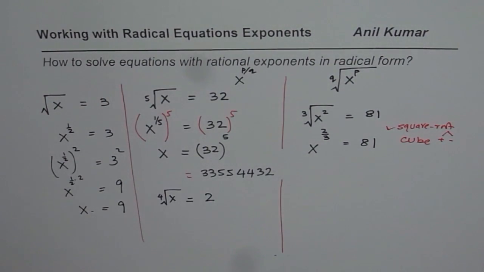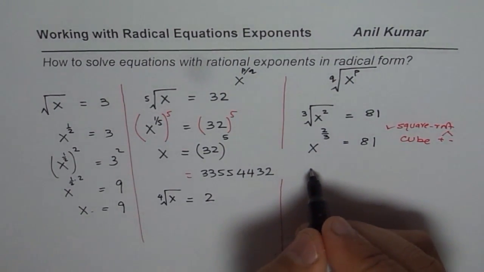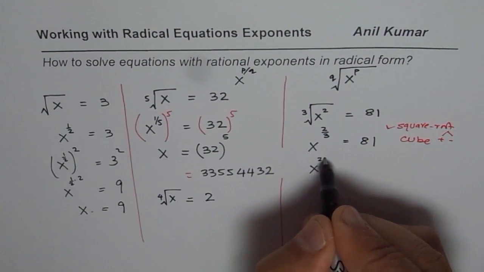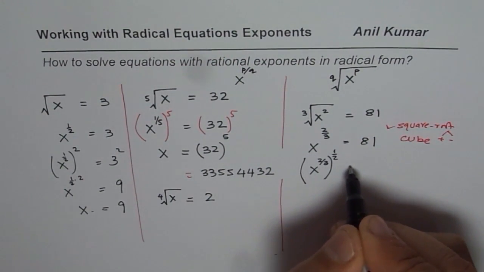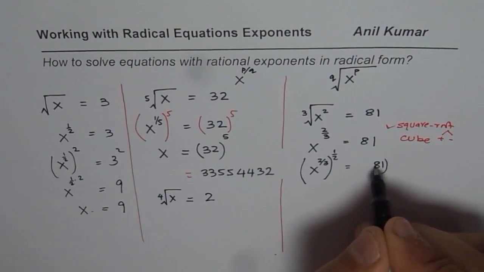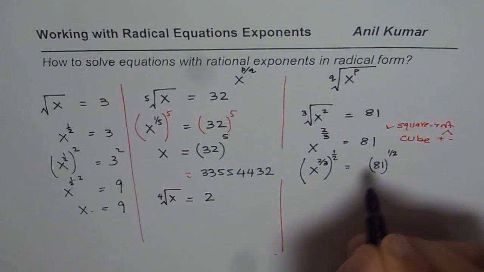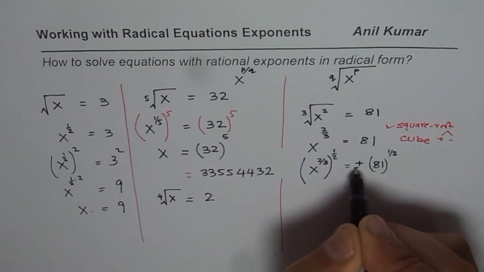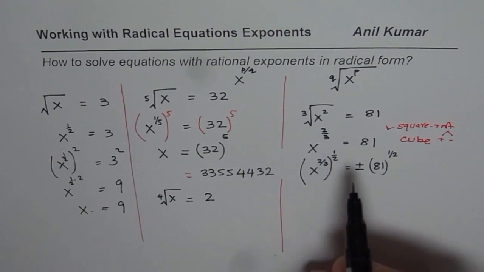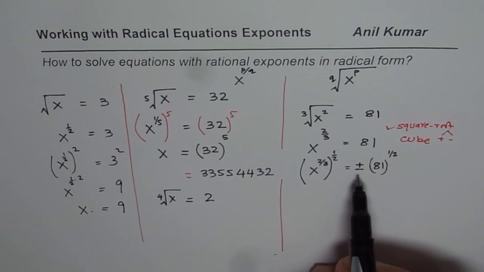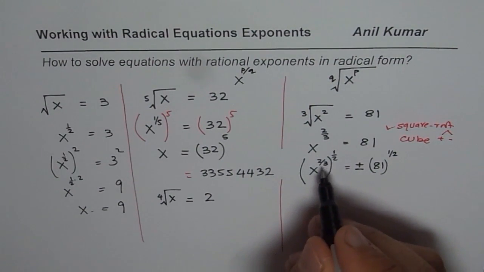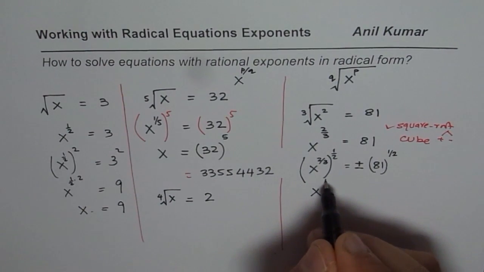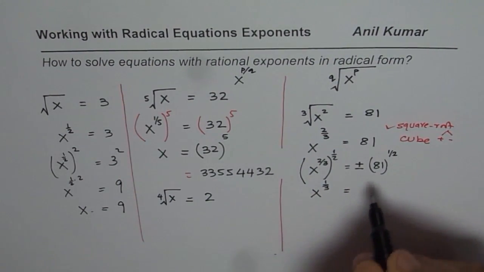If you do square root, what do you get? You get x to the power of, let me write this step, we are doing the power of half, that is square root, and we'll do 81 to the power of half. Now whenever you do square root, you should not forget to write plus and minus. Otherwise, you're going to miss one of the solutions. On the left side, 2 over 3 times half will be 1 over 3. So we get cube root of x equals plus and minus the square root of 81, which is 9.